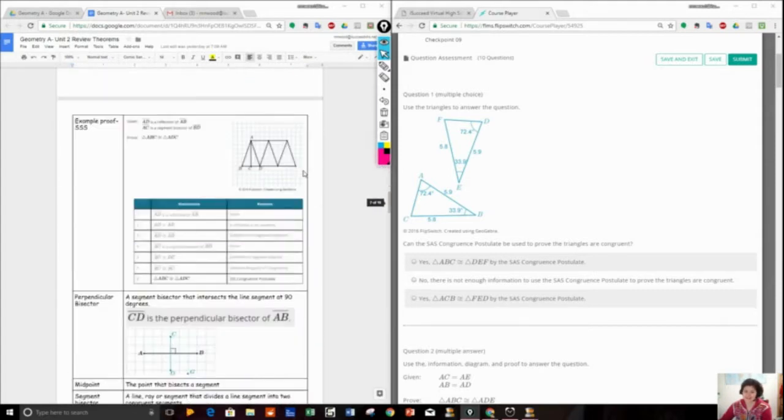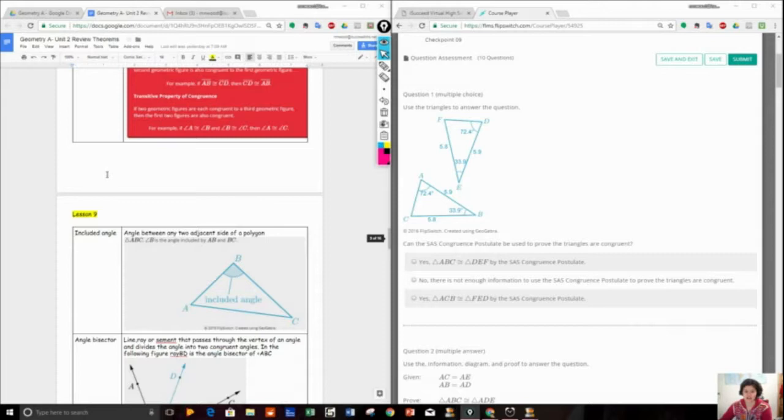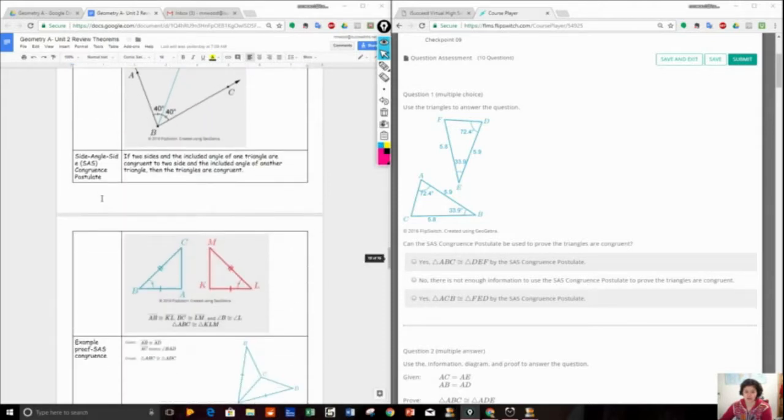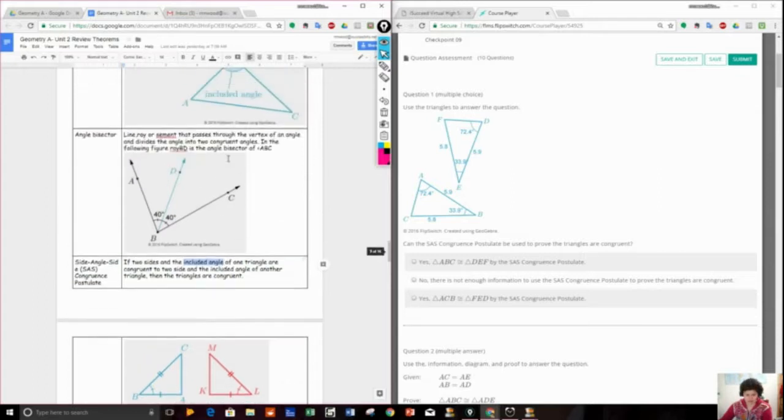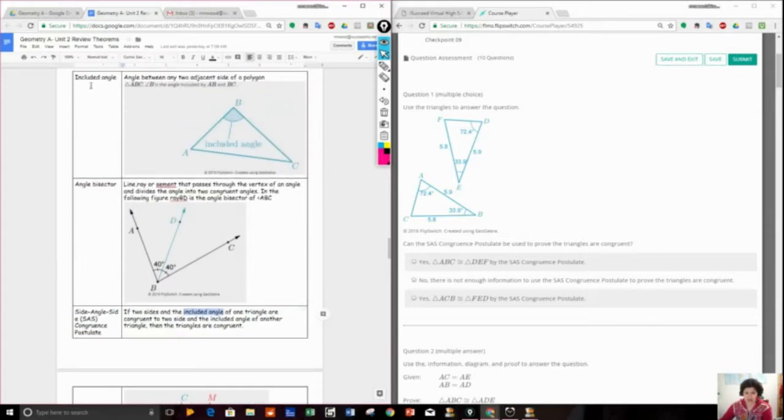So if I scan over here, I'm seeing SAS, side angle side. If two sides and the included angle of one triangle are congruent to two sides and the included angle of another triangle, then the triangles are congruent. So what is an included angle? If we scan again, we see included angle right here in the left corner, and it's an angle between any two adjacent sides of a polygon.